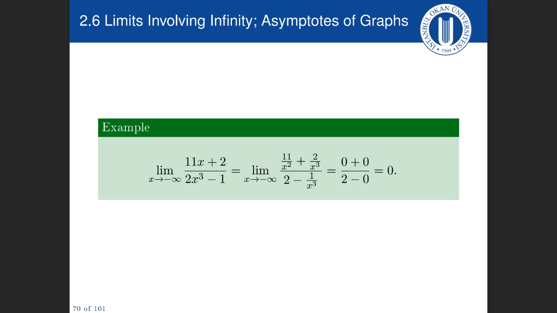Let's do another one. Find the limit as x tends to minus infinity of 11x plus 2 divided by 2x cubed minus 1. Can you factorize it? You can try that. Sometimes it will work and sometimes it doesn't. But we were factorizing before when we didn't want to divide by 0. Now we have a slightly different problem. We don't want to have infinity divided by infinity. The specific rule that we try first is to divide by the biggest power of x.